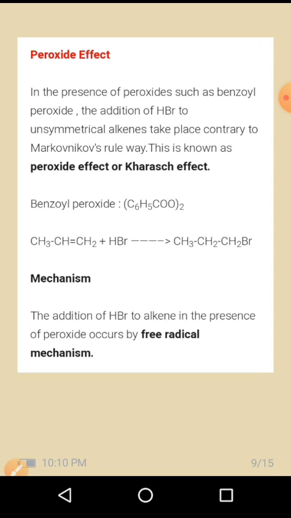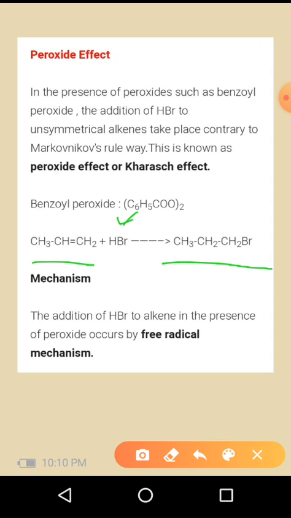CH3CH double bond CH2 plus HBr. So this one is a propene when it is reacted with the HBr. So according to this anti-Markovnikov rule, it will produce CH3CH2CH2Br as a major product. So this will mainly take place by a free radical mechanism. So in that case the free radical formation will take place. After that, it will give a stable product.